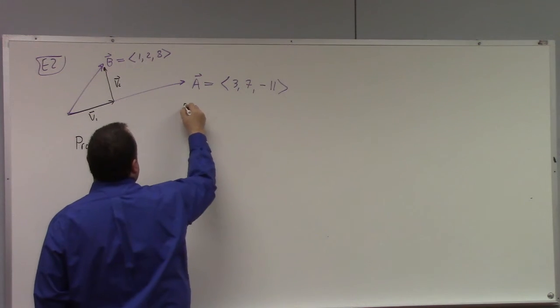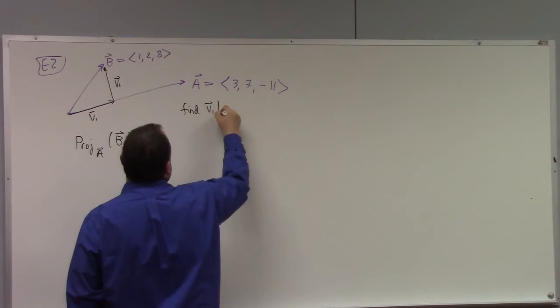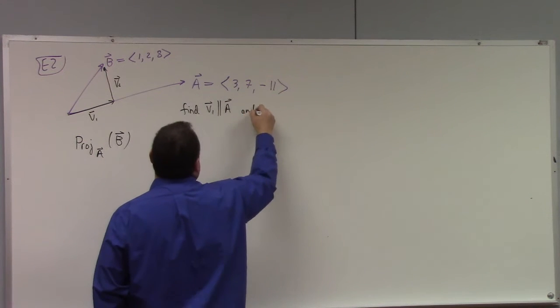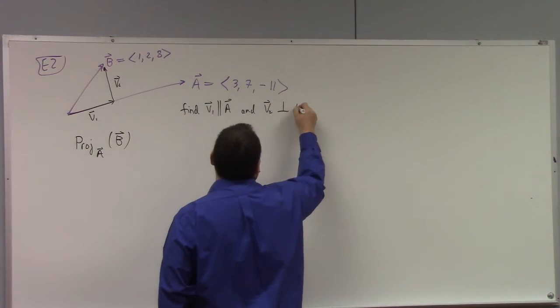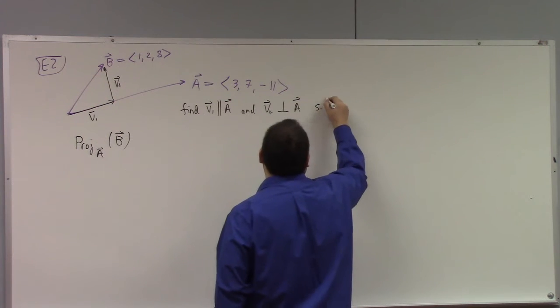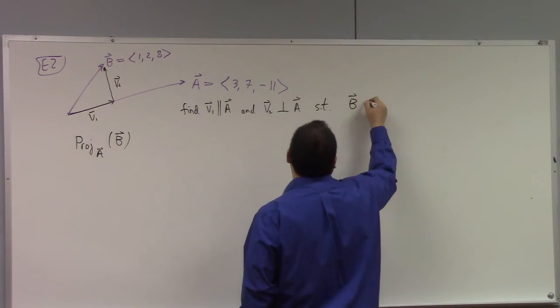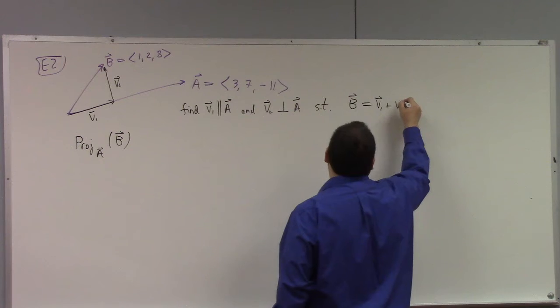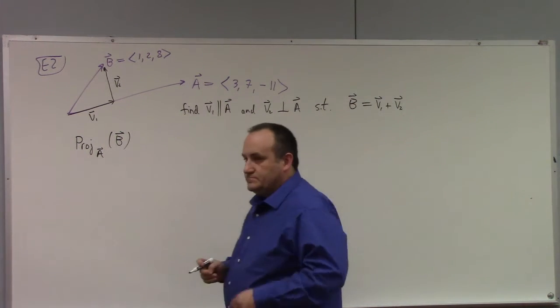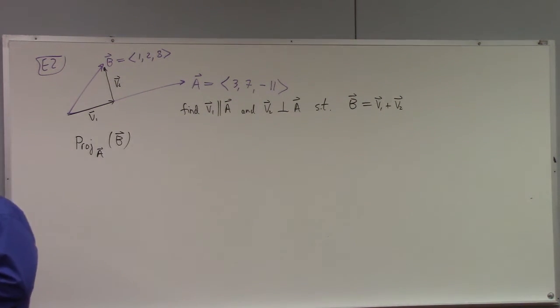Can you find V1 parallel to A and V2 perpendicular to A such that B is equal to V1 plus V2, right? If I ask you to do that, could you do it? You should be able to do this, all right? At the start of this course, this was kind of the higher end of understanding, right? Like this is separating the A's from the B's, but by the end of the course, I would hope enough time has passed that we all understand this.